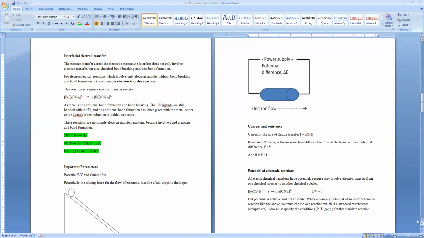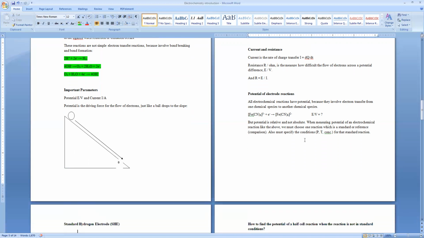Okay, so when we say potential is a driving force for the transport of electron, it means this reaction must have a potential. This reaction and all other reactions. For example, we go back to this reaction, ferrum 3. When you receive one electron, it becomes ferrum 2. So this is a reaction which involves electron transfer. Therefore, this is an electrochemical reaction. But what is the potential difference? What is the potential? We can measure the potential of this reaction.